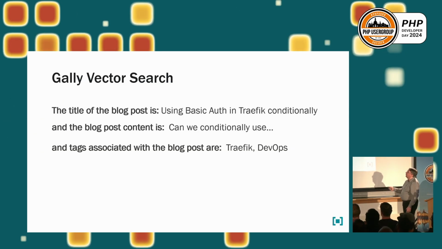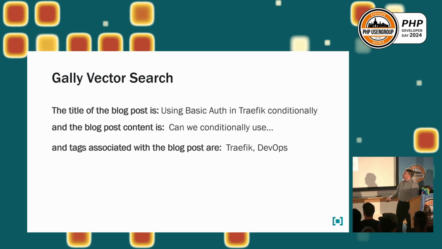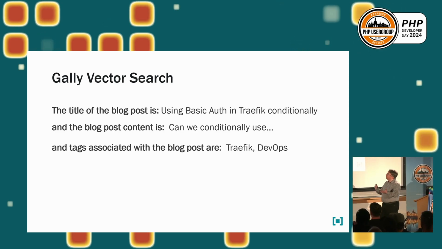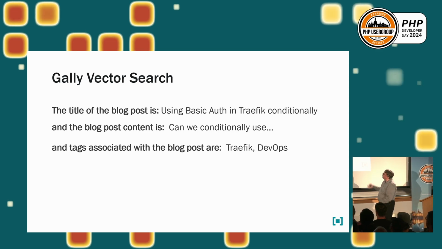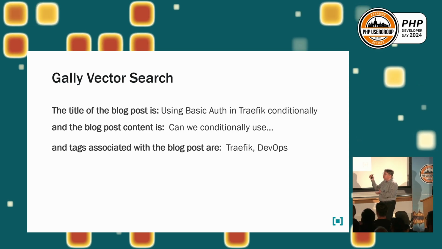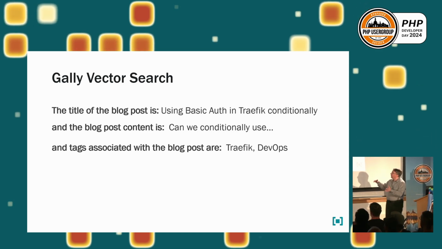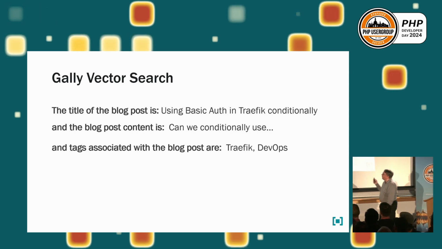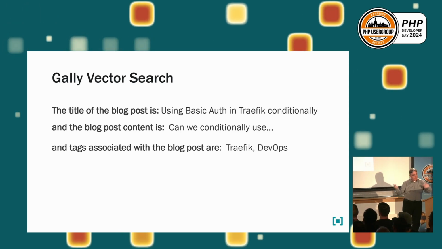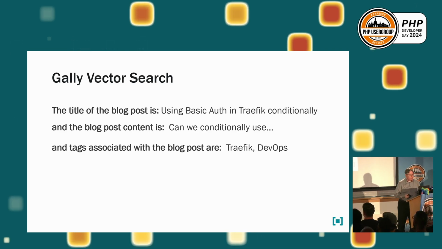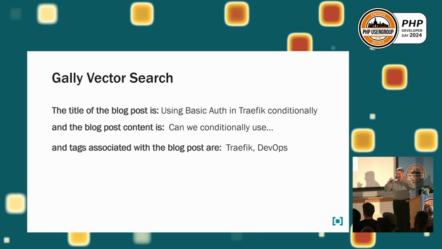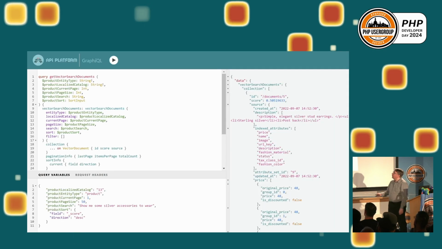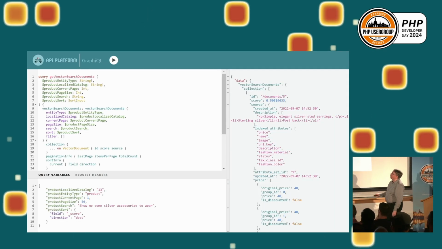So, a basic example: for our blog post that we want to index, this is the text that Galley would generate. The title of this blog post is using basic auth and Traefik conditionally, and the blog post content is, can be conditionally blah, blah, blah. And tags associated with the blog post are Traefik and DevOps. Then, as I said, Galley will magically create a vector out of it, do the stuff in Elastic, and everything is good to go. And then, again, you can use GraphQL to search for the information.